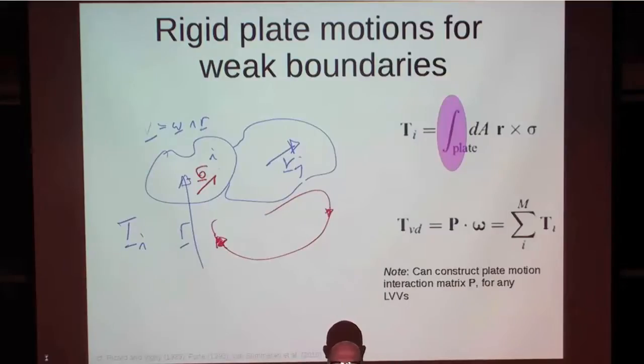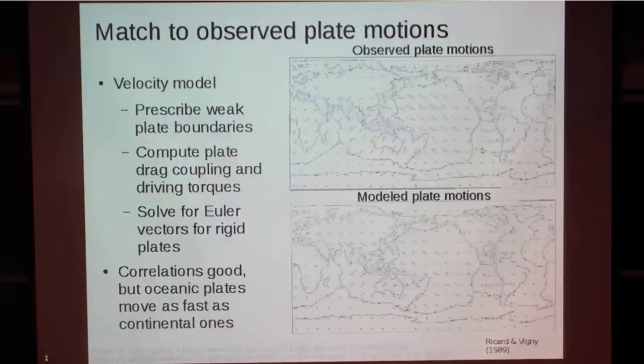You can do an experiment where you take a plate, you push it, and you compute the induced tractions on the other plates, and that gives you a plate-plate interaction. And you can assemble a plate-plate interaction matrix, which is shown here, and that allows you, for given driving forces, to solve for the plate velocities that result from those driving forces. Alex Forte's computation that I showed at the very beginning is based on this approach, and it was pioneered by Ricard and Vigny in '89.